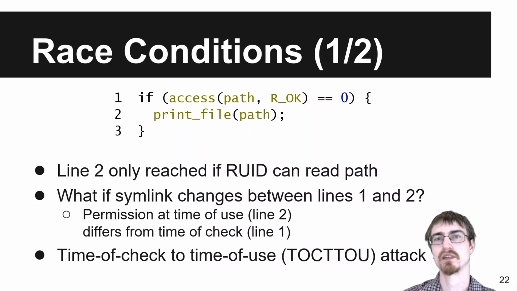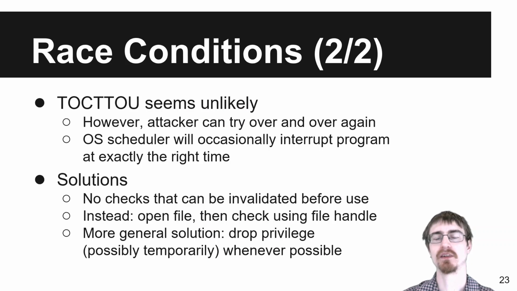This is known as a time of check to time of use attack. And this is a common attack if you're careless with your access checks. And the issue with the function access is that it always introduces a time of check to time of use opportunity, because there's no link to the file. We just use the path again afterwards, and if the path now points to something completely different, we will never know. Now this seems super unlikely, right?